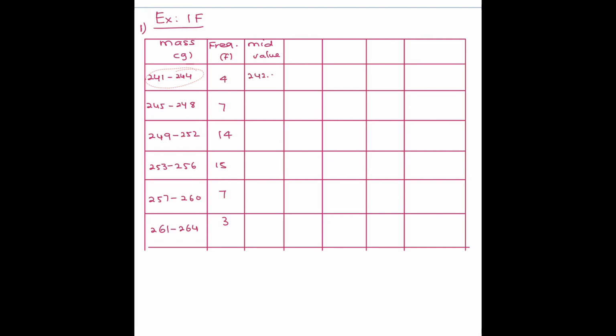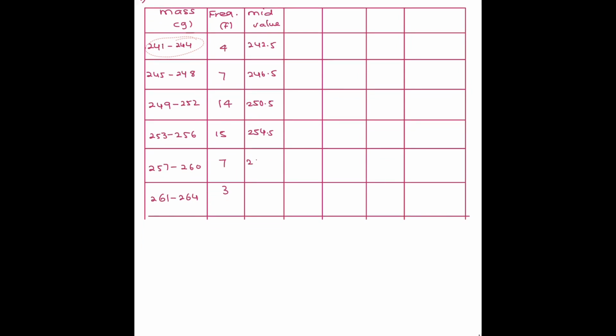So this is 242.5. 245 plus 248 divided by 2, 246.5. 249 plus 252 divided by 2, 250.5. 253 plus 256 divided by 2, which is 254.5. 257 plus 260 divided by 2, which is 258.5. And 261 plus 264 divided by 2, 262.5.